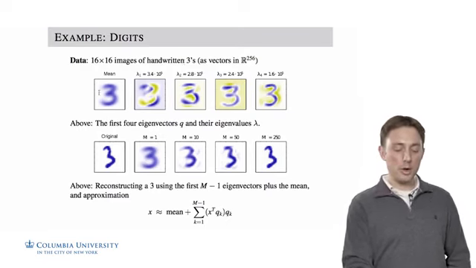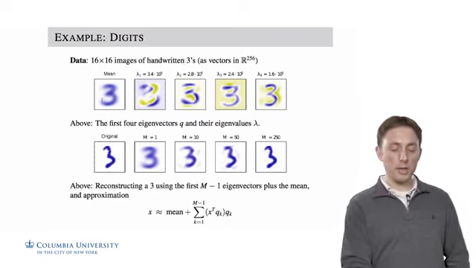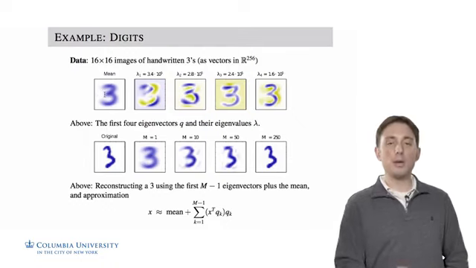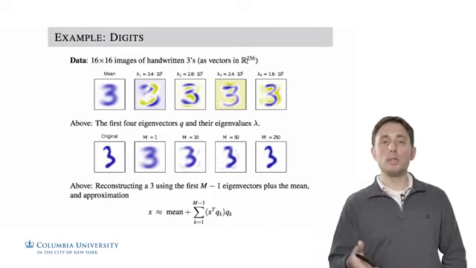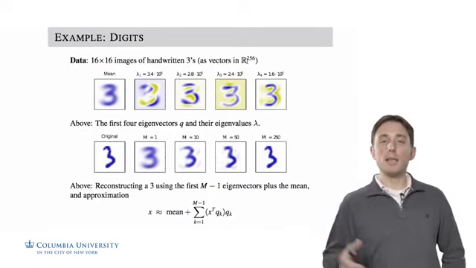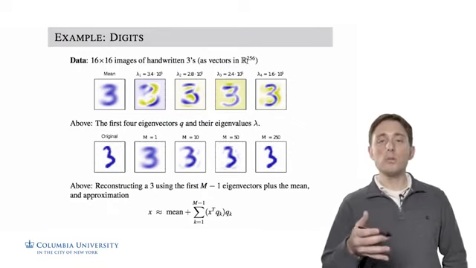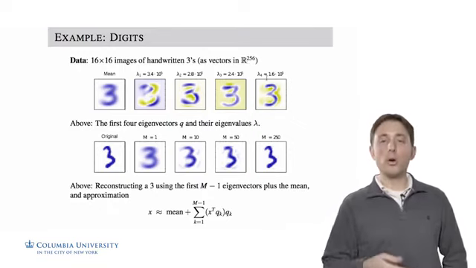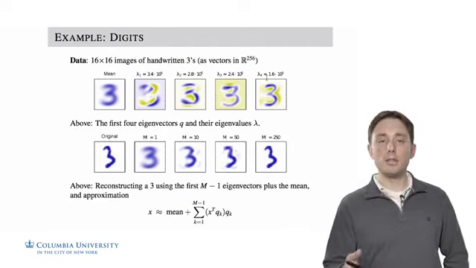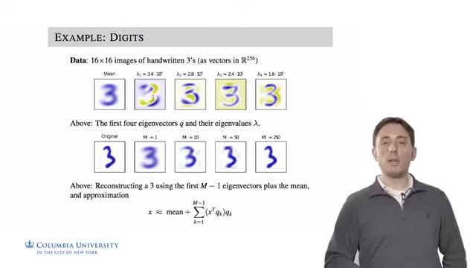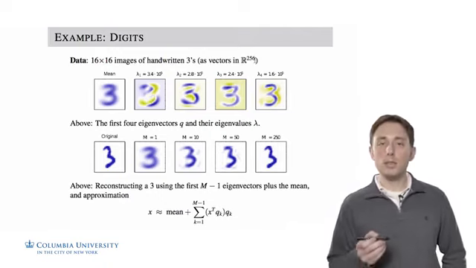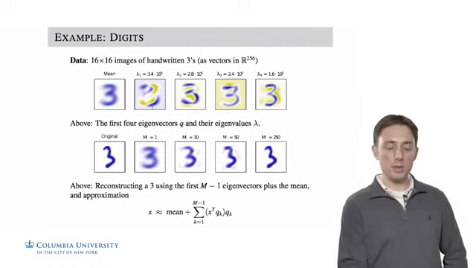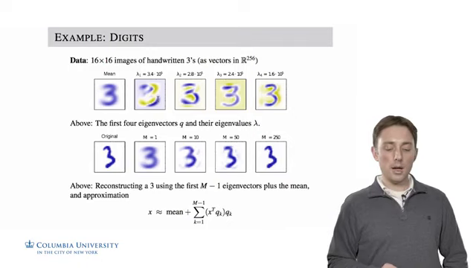Here's first the mean that we subtract off. So we take this vector or image and subtract it from every image of a 3. And then here's the first eigenvector that we get. So we take each of these 3s, we make them into a 256 dimensional vector, stack them into a matrix X, learn the first however many eigenvectors of that matrix, and then each eigenvector can be represented as an image. Each eigenvector is 256 dimensions. We then put that back into the 16 by 16 matrix and show it as an image, and we get something like this.